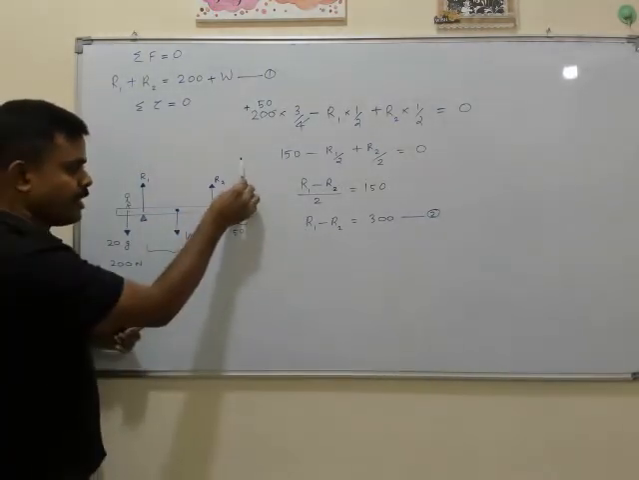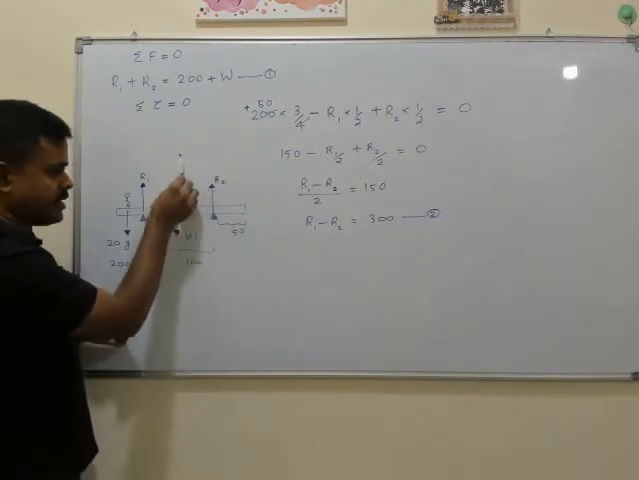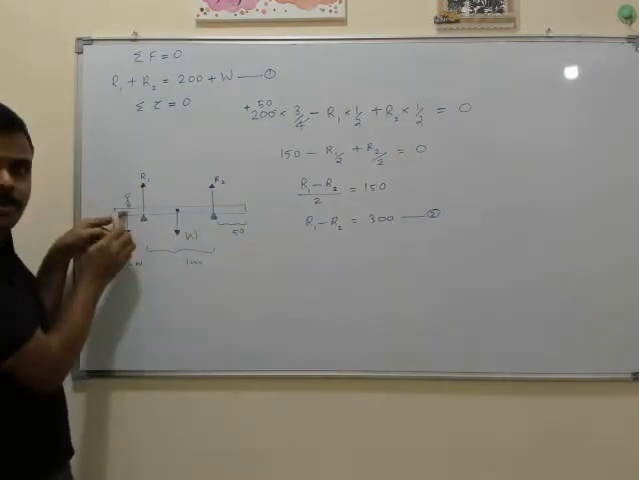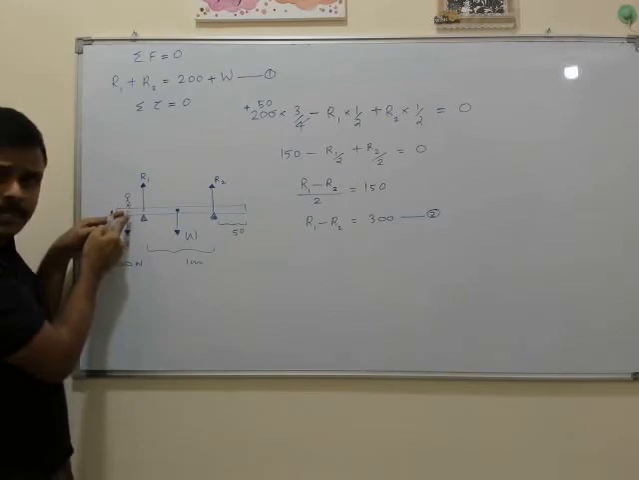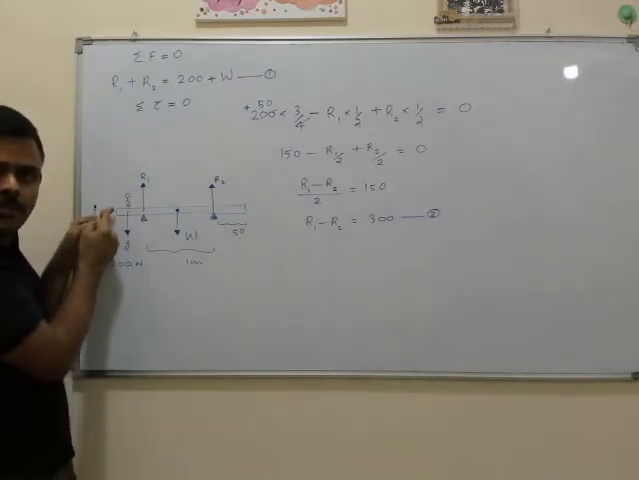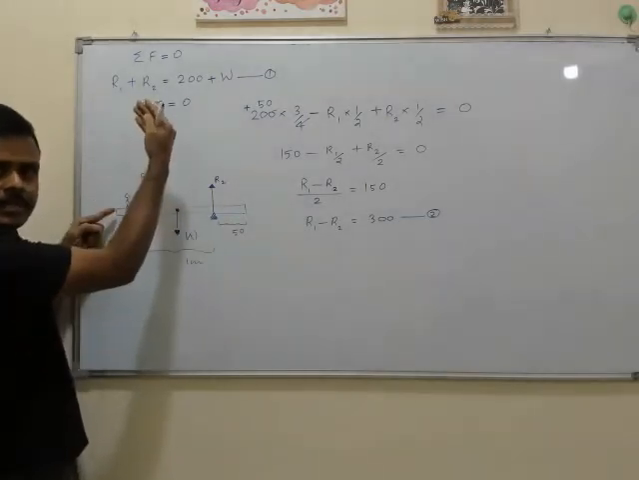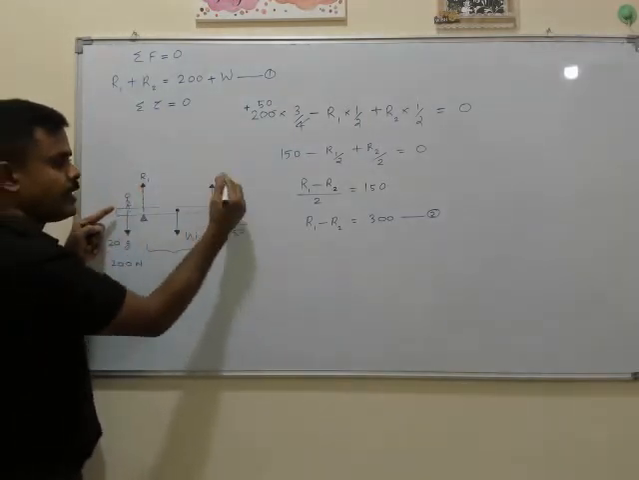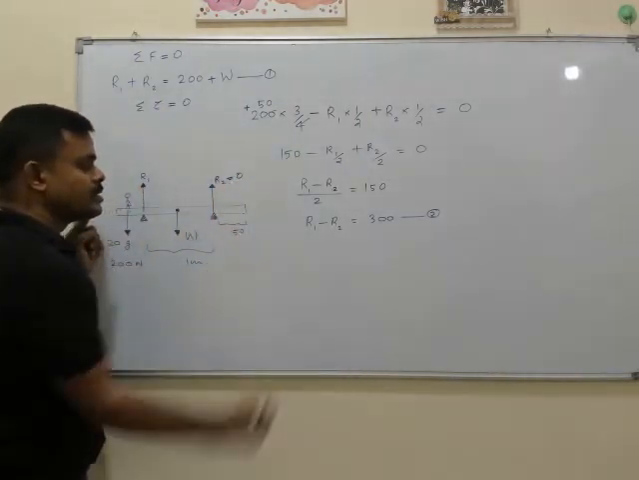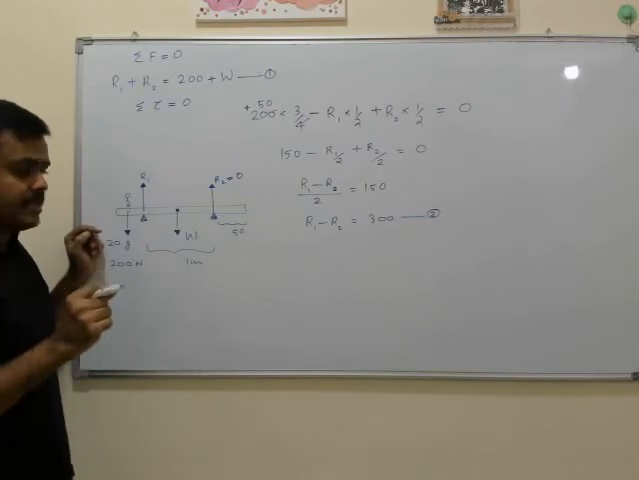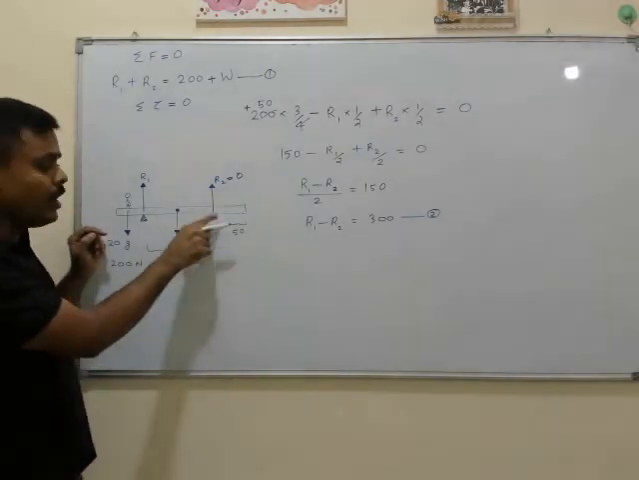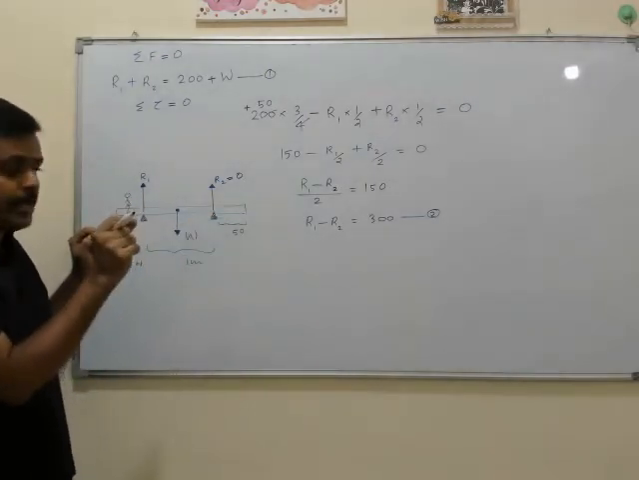Okay? She keeps walking like this, and she reaches this point. And if she crosses beyond this point, what happens? This will come off, right? When it comes off, the normal reaction becomes what? 0. So, the critical condition is that the normal reaction on the second wedge should be equal to 0.